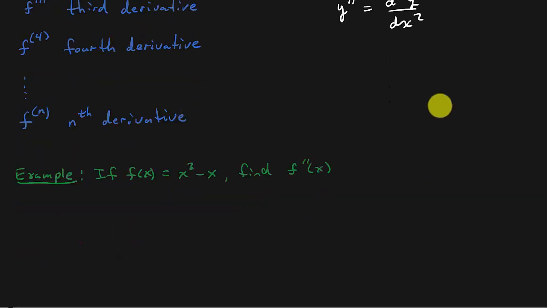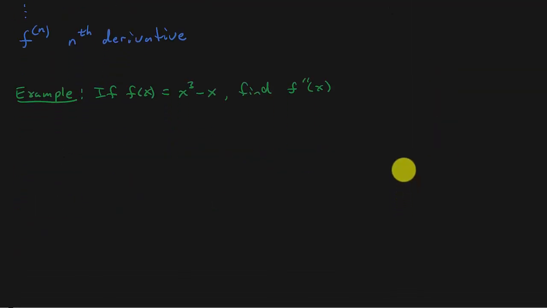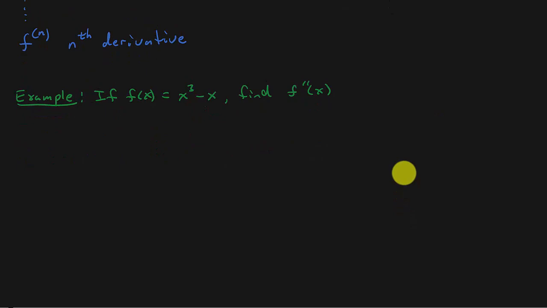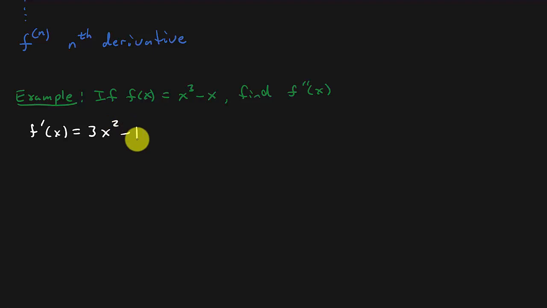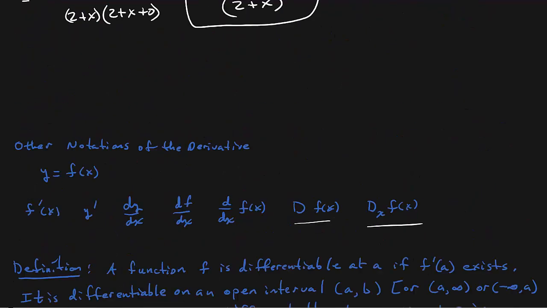So let's look at this. Let's find a second derivative. If f of x equals x cubed minus x, find f double prime of x. We know that f prime of x is equal to 3x squared minus 1. How do we know that? That was the very first example we worked.